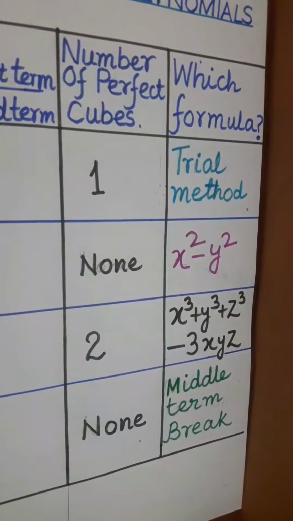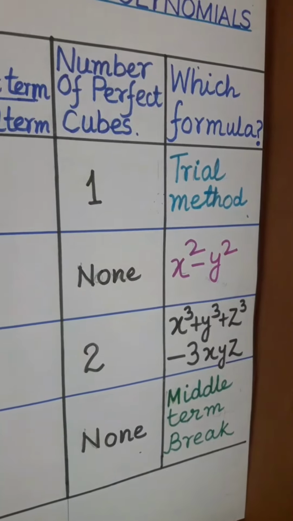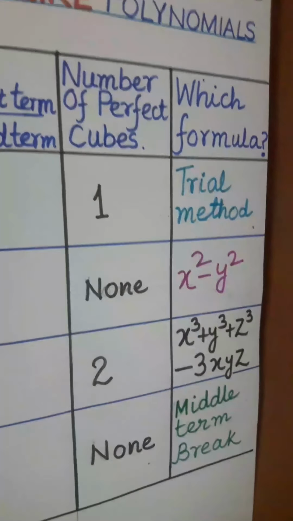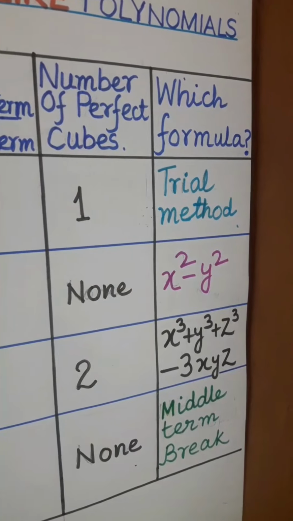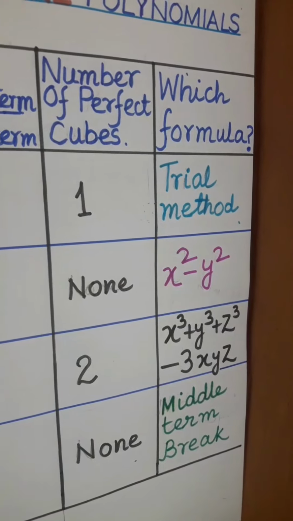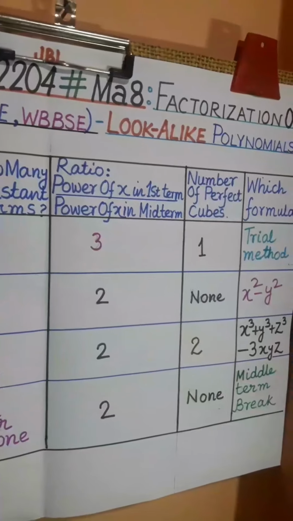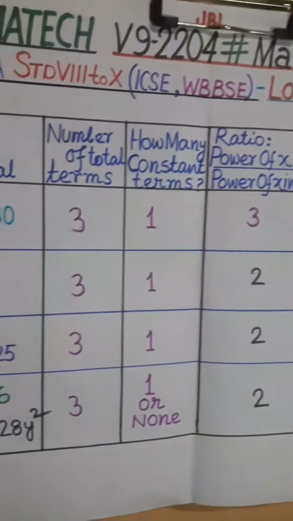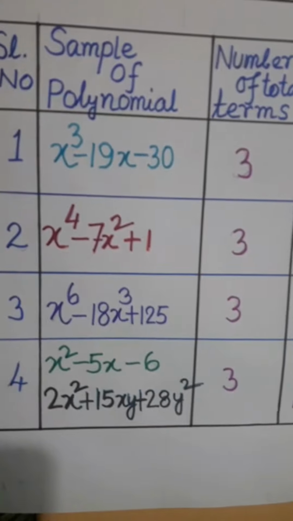So in today's video, we are not going to do anything about the actual working out of these factors, but only we have taken samples and found ways and means to identify which type of formula will be applicable for which type, and what will be the criteria for identification. That's all.